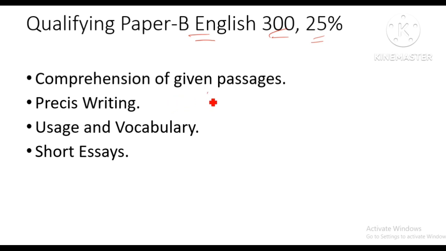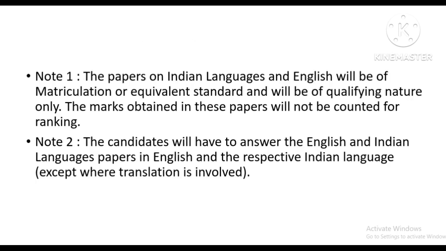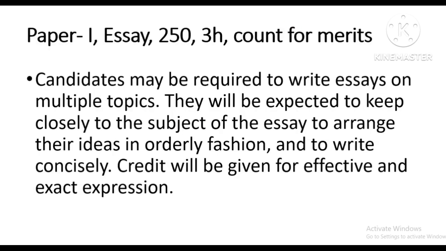Now composition on a given passage will be there, passage writing will be there, usage and vocabulary will be there, and short essays will be there. Next, note that the language paper and English paper will be of matriculation or equivalent level. Then, the papers that count for merit. If you qualify paper A and paper B, then your next papers will be evaluated. You have to give the exam for all the papers, but when they check, first they check paper A and paper B. If you qualify, then your next papers will be evaluated. Otherwise, your papers will not be evaluated.